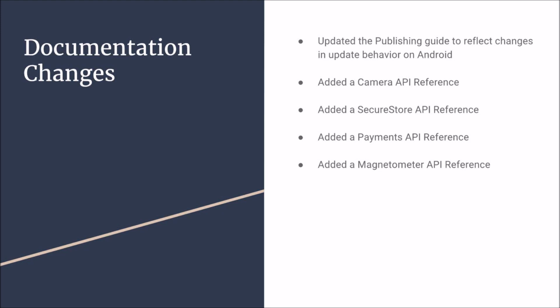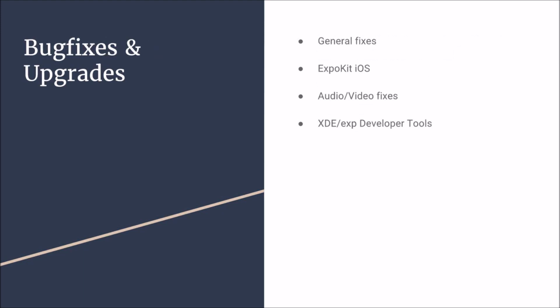They've also added various API references. They've added one for the camera, secure store, payments, and the magnetometer. Now, these are all great new features, some of them not fully implemented, but you need to check out the API references yourself to see what's going on there. I don't have time to go through this whole video to explain each one of these in detail, but I will leave a reference to the blog post of this update in the description below. Expo has also performed various bug fixes and upgrades.